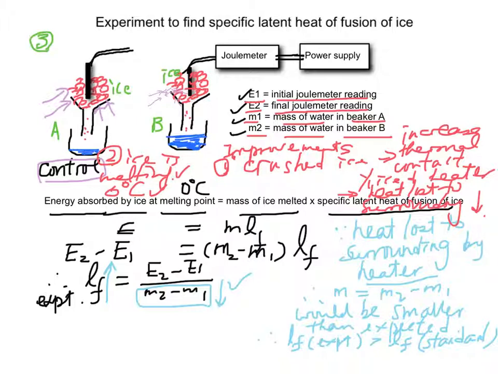Thirdly, we can wrap the funnel by using cotton to reduce the heat loss to surrounding. Therefore, this will improve the accuracy of LF.